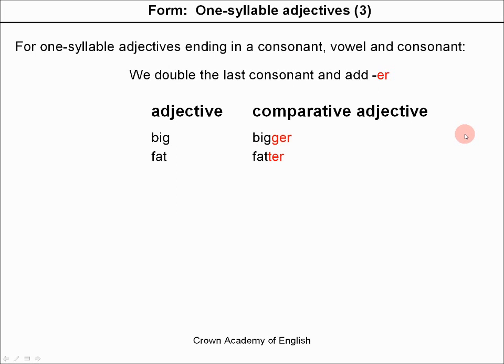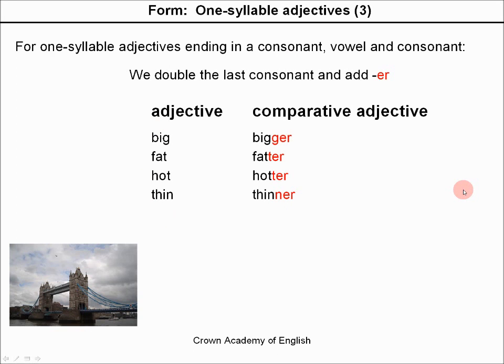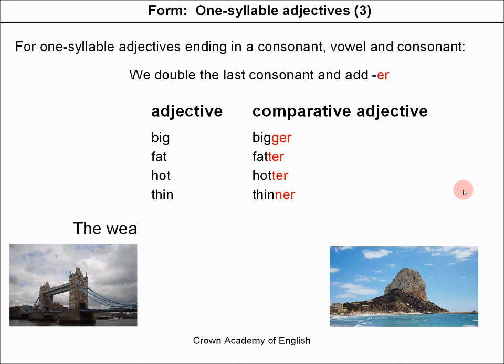Fat, fatter. Hot, hotter. Thin, thinner. So we see it's the last three letters. Consonant, vowel, consonant. We double the N and we add ER. And all of these words are one syllable. The weather in Spain is hotter than England. So this is England and this is Spain. It is hotter here.